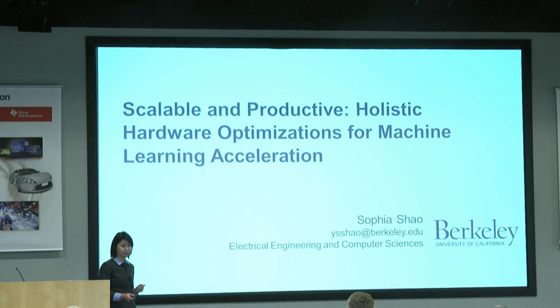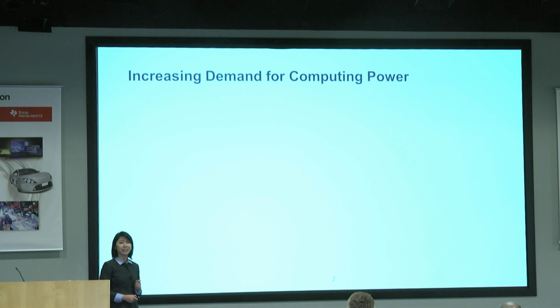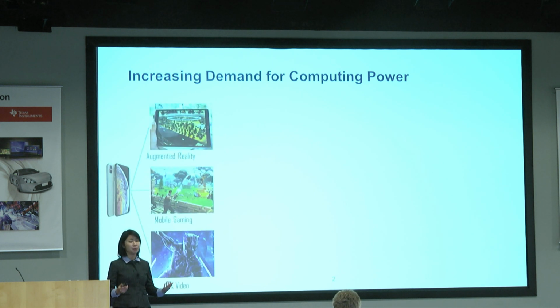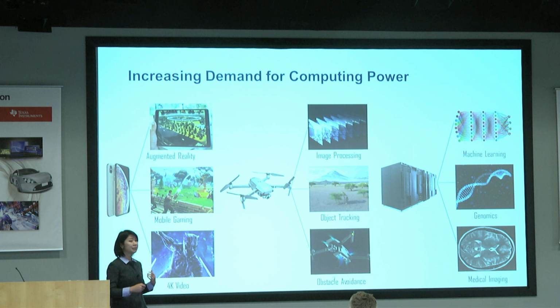So let's get started. It's a really exciting time to be in the computing industry. We're observing an increasing demand for computing power, ranging from mobile processors to all the different kinds of Internet of Things devices and all the way to data centers. What's really exciting is that with the increasing number of devices and sensors, all the different kinds of data coming in, we also need a lot of compute power to process those data as fast as possible.